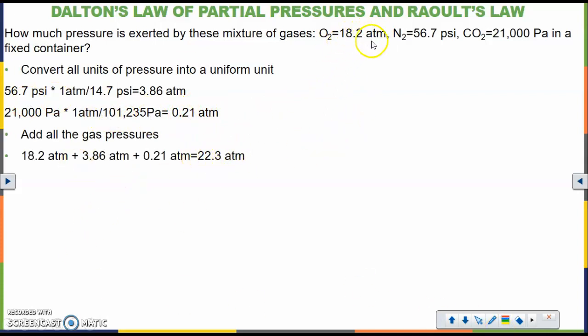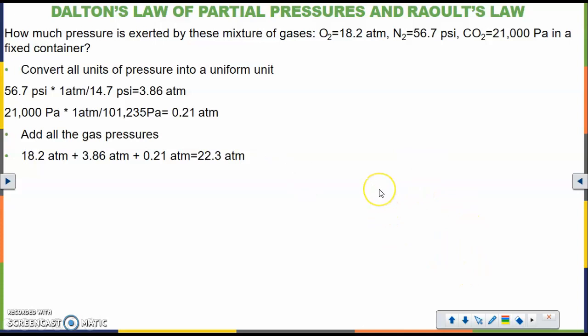Obviously, if you remember from algebra, you cannot add numbers that have 3 different units. So this is one of the reasons why we make sure that all of the units are the same. It wouldn't matter if everything was in ATM, PSI, or pascals, but in this case, I chose to change all the units into ATMs. The total pressure exerted by all of these 3 gases is just the sum of their pressures. The reason for this is based upon the kinetic molecular theory.